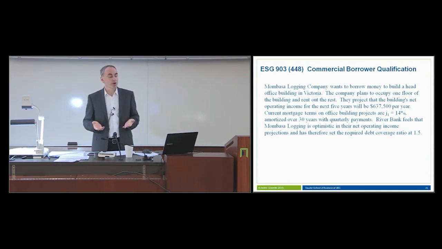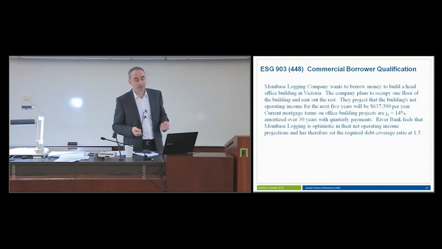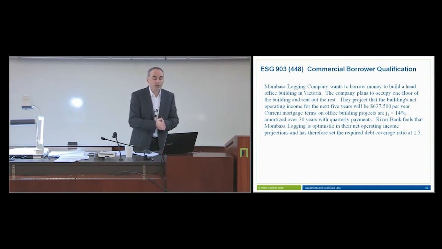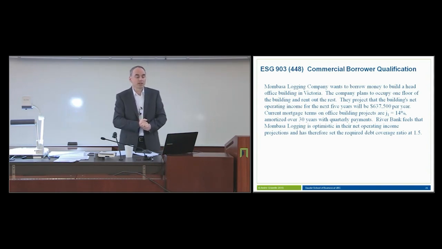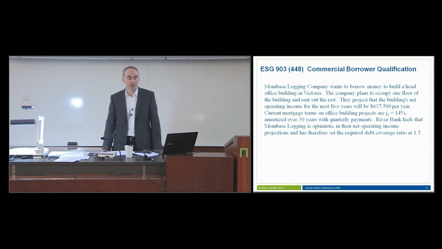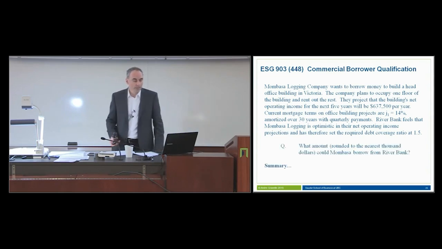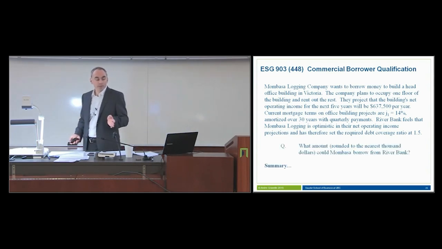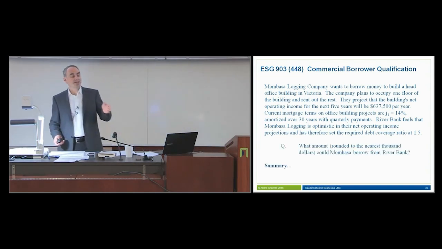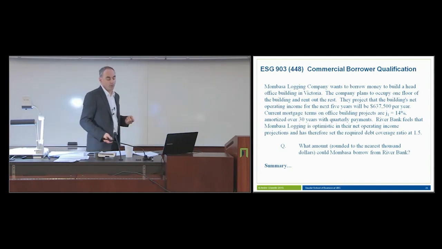Current mortgage terms on office building projects are J1 equals 14%, amortized over 30 years with quarterly payments. Riverbank feels that Mombasa is optimistic in their net operating income projections and has therefore set the required debt ratio at 1.5. What amount, rounded to the nearest $1,000, could Mombasa borrow from Riverbank?